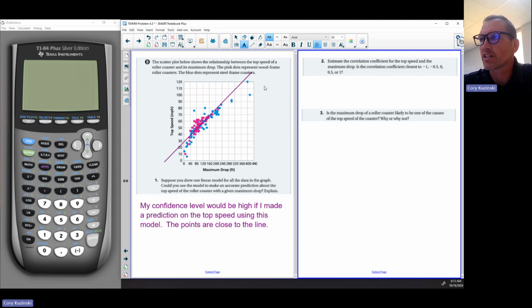All right, that leads us to our next questions. And I want you to pause the video and answer these two questions. Estimate the correlation coefficient of the top speed and the maximum drop. Is it closest to -1, -0.5, 0, 0.5, or 1? Is the maximum drop of a roller coaster likely to be one of the causes of the top speed of the coaster? So let's think about that. Write down some thoughts, pause the video, and then I'll be back.